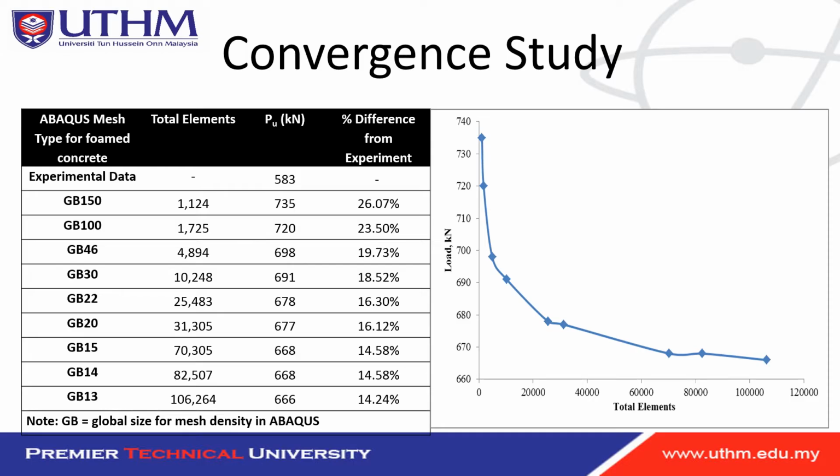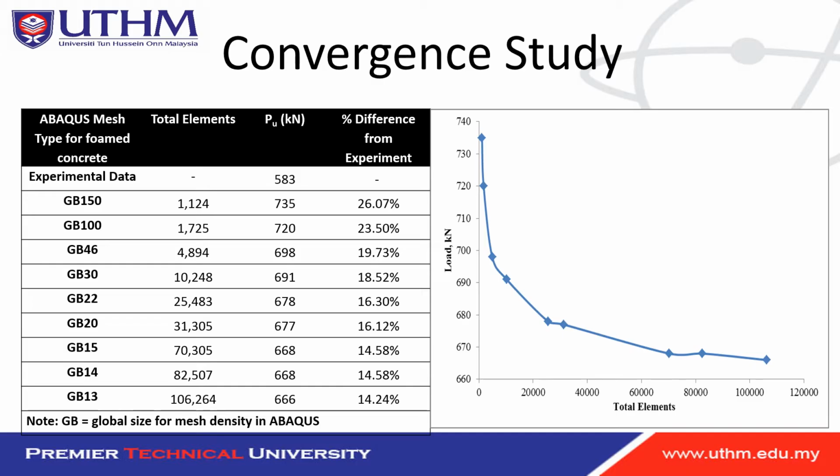You can also record the total elements from the simulations. In the next slide, I will show you how to record the total elements. Then the PU here is also recorded from the simulations. You will get the percentage difference between the experiments and the simulations. You get this from the experimental data minus the GB finite element result, over the experimental data, and then you get the percentage.